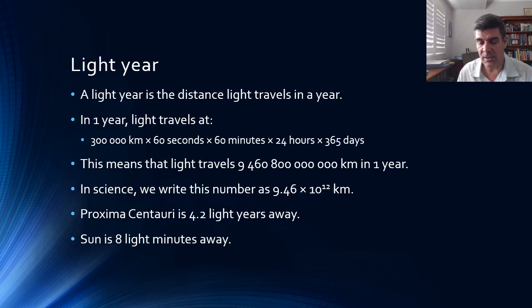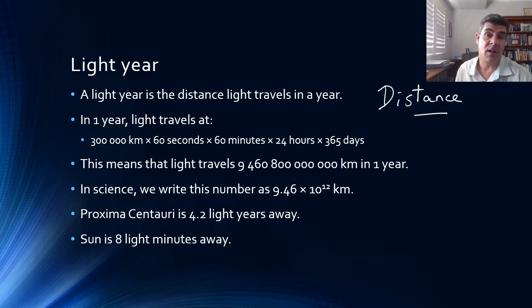So the first, and probably one of the most common terms that's used in astronomy, is the light year. Now, a light year is actually a measure of distance. It's one of the important things to be aware of because we see year and we think time. But in fact, a light year is a measure of distance. It's a measure of the distance that light would travel in a full year.